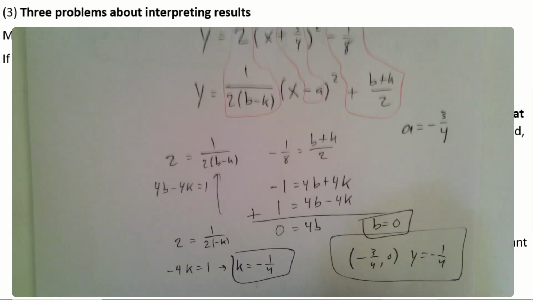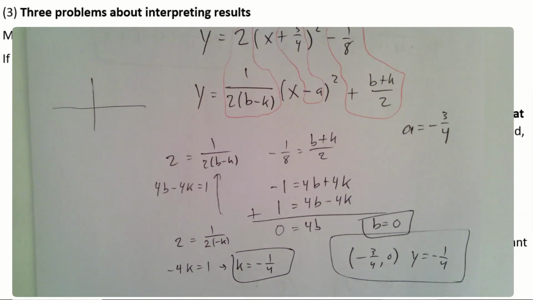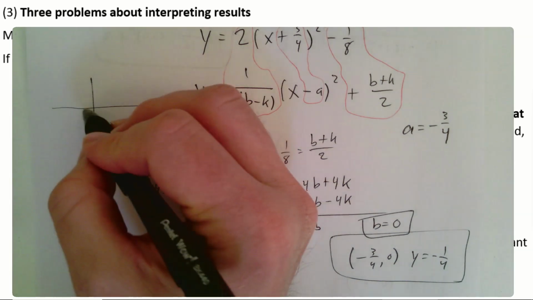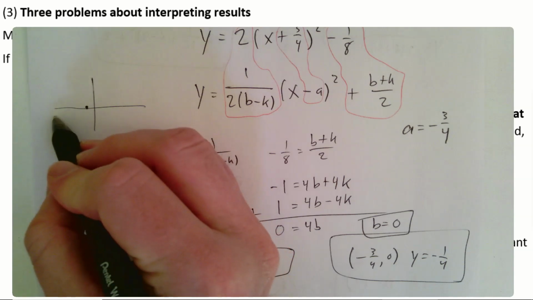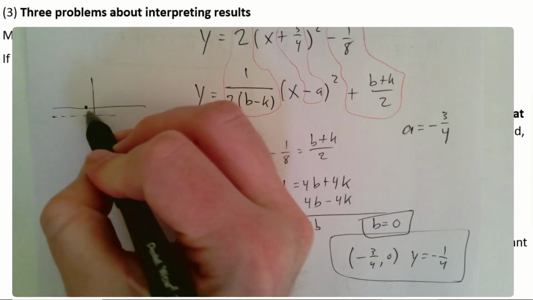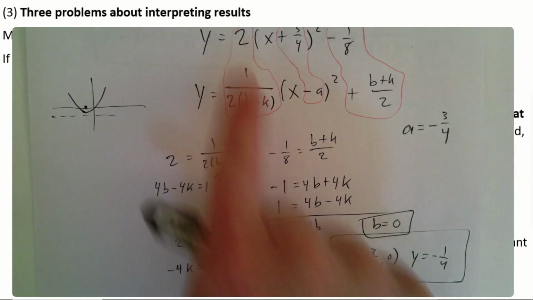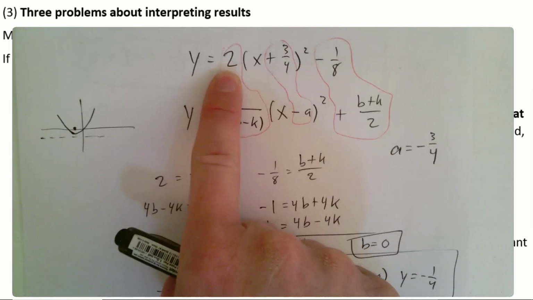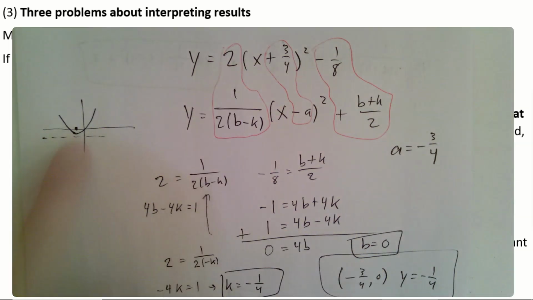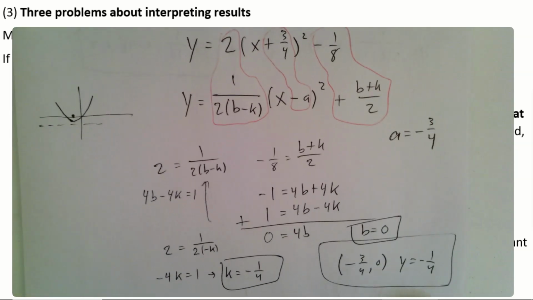Here, let's actually draw the picture a little bit. So where did I say it was? Negative 3/4, 0, and y equals negative 1/4. So we should have an upwards facing parabola, which we do because that's positive. The location of the vertex makes sense. So it passes all the spot checks. I feel like, it's not definitive proof or anything, but it does feel like that probably makes sense.